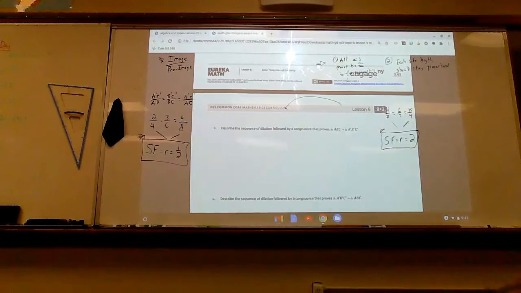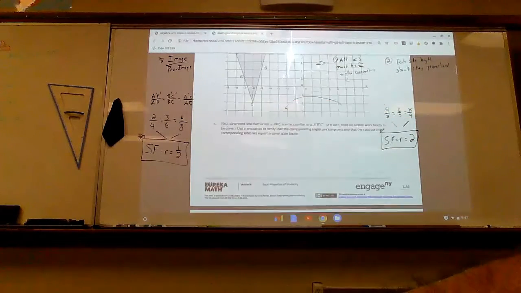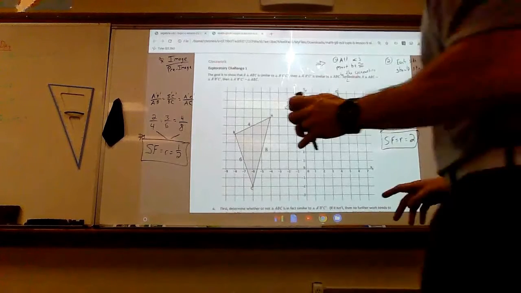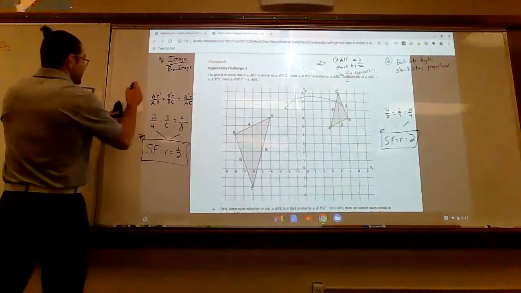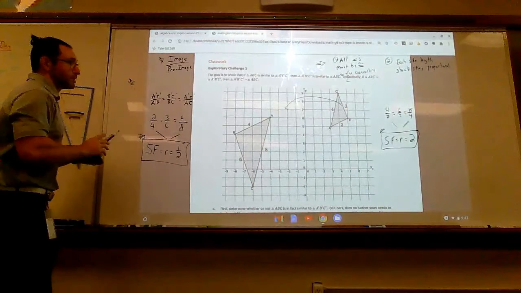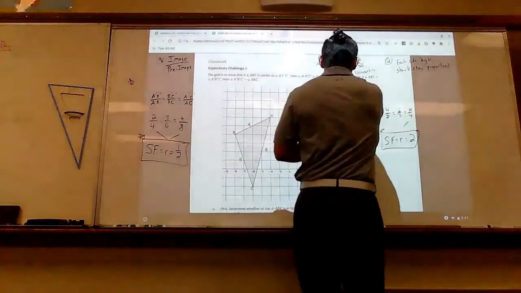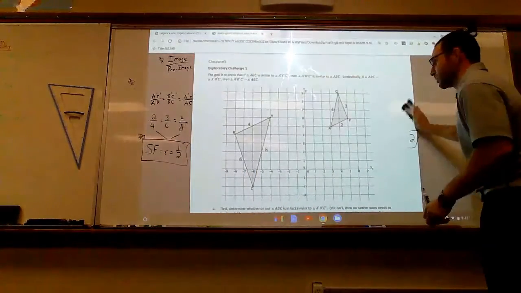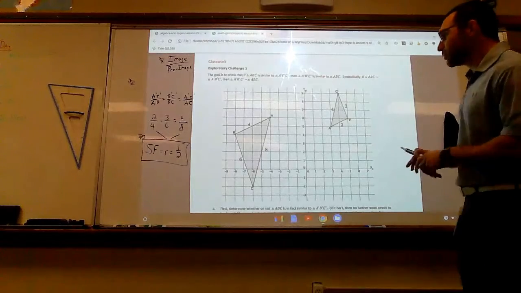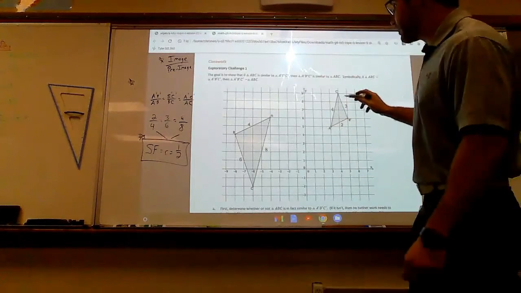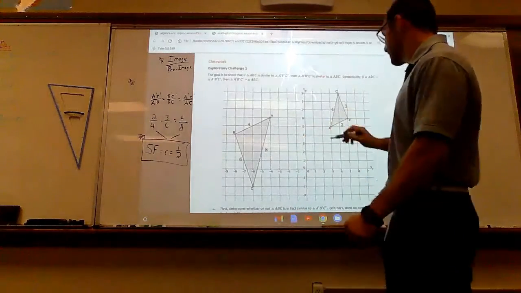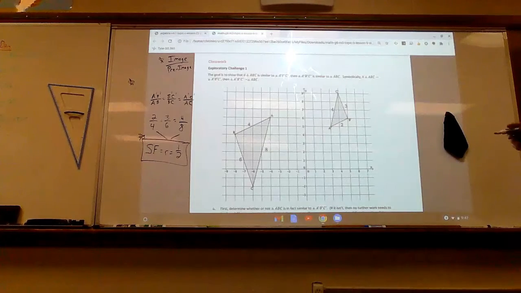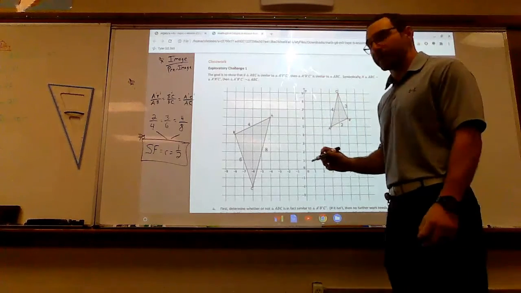Describe the sequence of dilation followed by a congruence that proves triangle ABC is similar to triangle A prime, B prime, C prime. Okay, so now this is the first one. So I'm going to get rid of all of this. And now we're going to say, okay, we've already proved that it's similar. But how can I get from here to here? Well, we already know that it's a scale factor of 1/2.